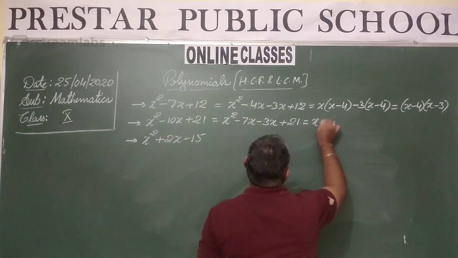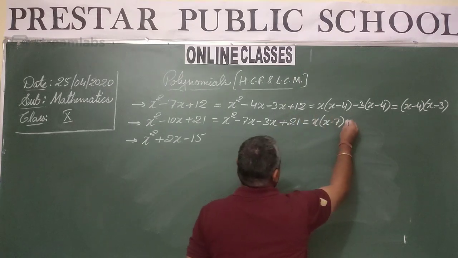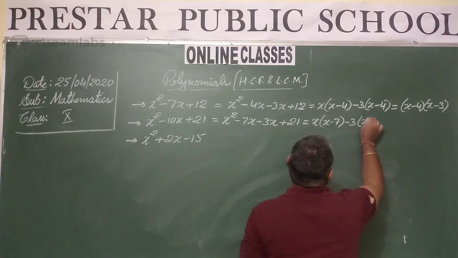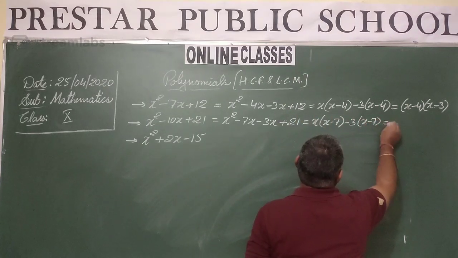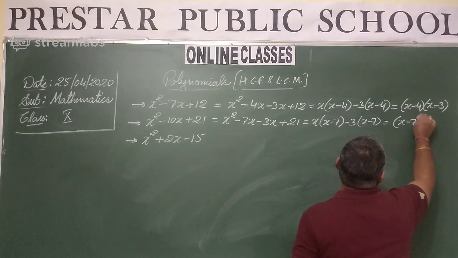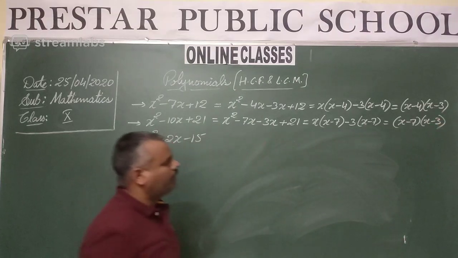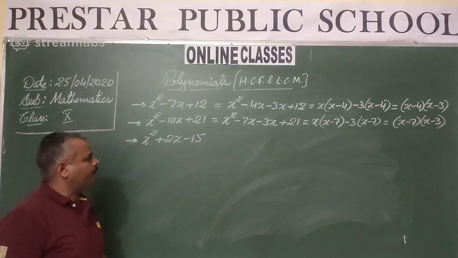Further, x is common here. So it is x minus 7, and minus 3 is common. So it is x minus 7. And the two factors which you get here are x minus 7 multiplied by x minus 3. These are the two factors of the second expression.